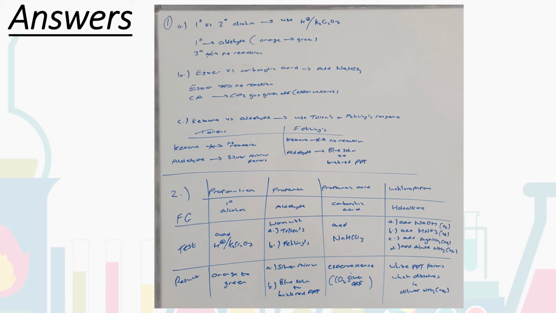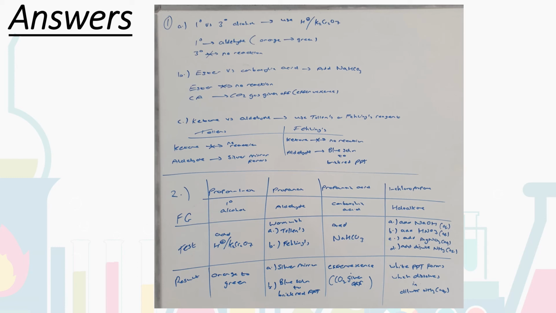And so we can either use Tollens reagent or Fehling's reagent to distinguish between ketones and aldehydes. If we use Tollens reagent, the aldehyde can be oxidized up to the carboxylic acid, while the Tollens reagent, which is silver 1 ions, gets reduced to metallic silver. So we'd see a silver mirror forming with an aldehyde. Ketones can't be further oxidized because we'd have to break carbon-carbon bonds, which is not possible with these slightly weaker oxidizing agents. And so we'd see no reaction. It'd still be a colourless solution.